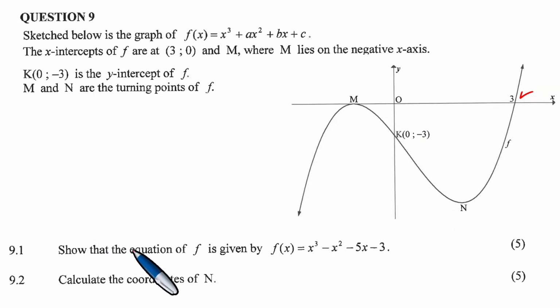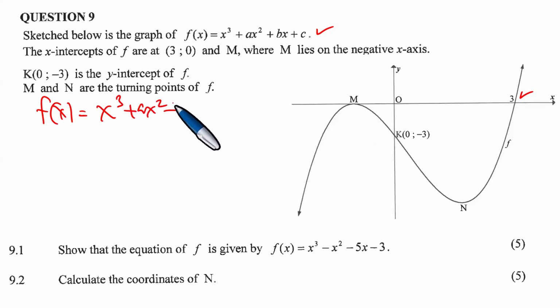Show that the equation of f is given by f of x equals that one there. Let us see what that is. But remember that first and foremost, the equation of f is given as f of x equals x cubed plus ax squared plus bx plus c.